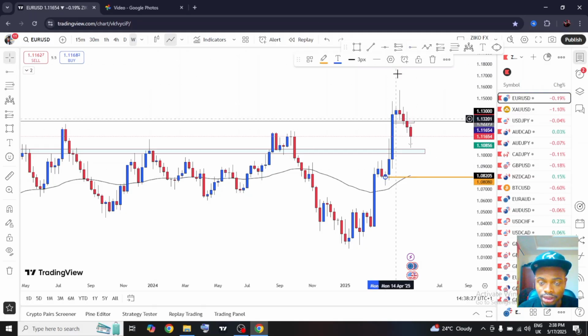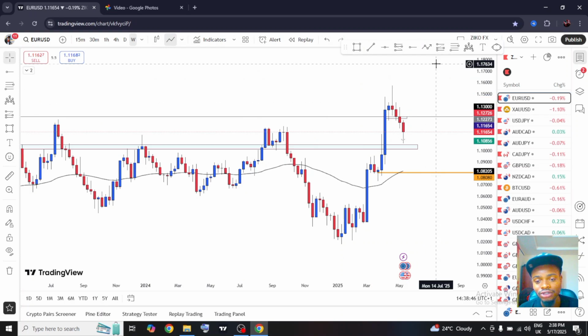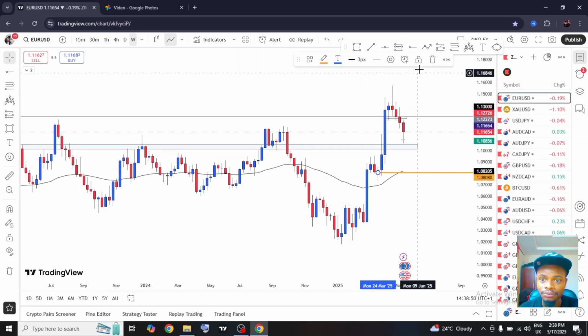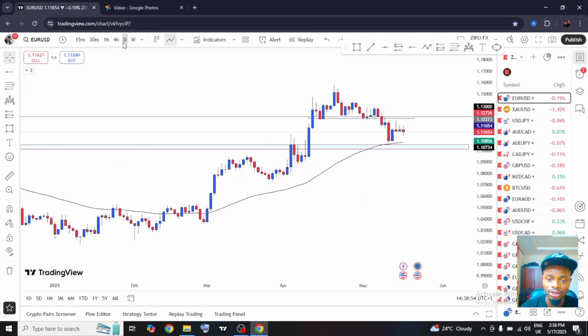So this was the low on the weekly, and this was the high on the weekly, making this time frame bullish. This is the higher high, this is the higher low, right? But one thing I observed from the weekly time frame is that there are these double weekly doji candles, which means that the weekly time frame is already due for a retracement usually, right? So the weekly time frame is actually bullish. So let's check other time frames.